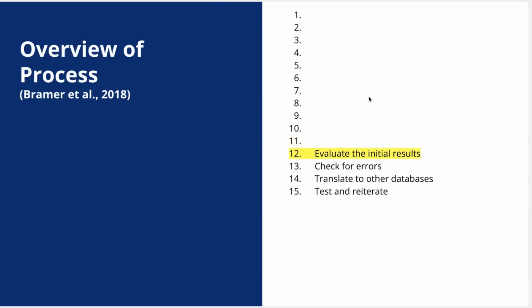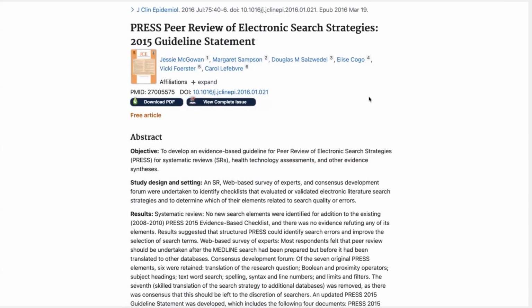After optimizing the search, you will evaluate the initial article results. Bramer et al. in the 2018 article recommend evaluating initial results for relevance at this stage and recommend several approaches, including testing to see if your search returned known relevant articles your team found at the start of the project. After evaluating initial article results, you will then check for any errors. Bramer et al. state ideally search strategies should be checked by other information specialists. The Peer Review of Electronic Search Strategies, or PRESS, checklist offers good guidance for this process.